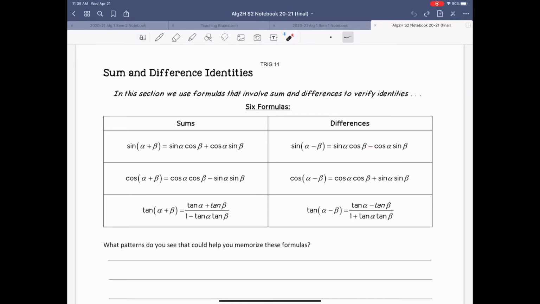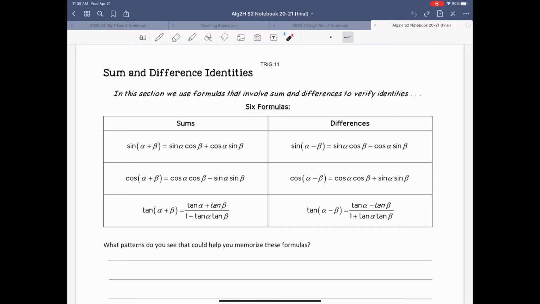Moving down, if we have the cosine of alpha minus beta, that breaks into cosine of alpha cosine of beta plus sine of alpha sine of beta. Once again, same formula as the sum. The only difference is the middle sign is now a plus sign instead of a minus sign. Last but not least, the tangent of alpha minus beta is equal to the tangent of alpha minus the tangent of beta over 1 plus the tangent of alpha tangent of beta. Again, same exact formula as the sum. The only difference is we change the signs in the numerator and the denominator. So those are the 6 sum and difference identities.